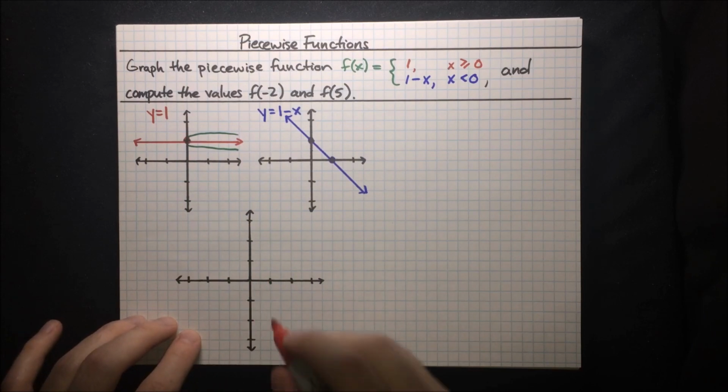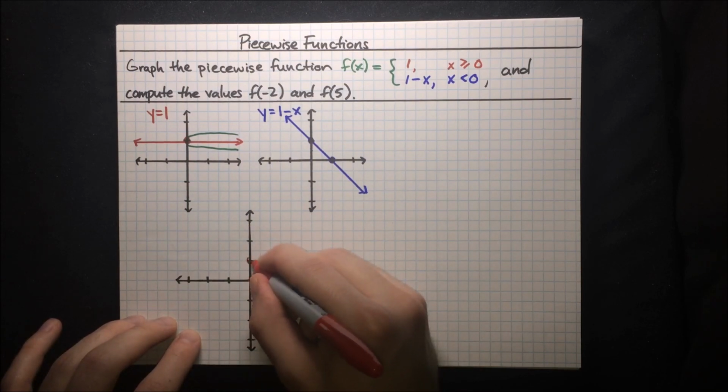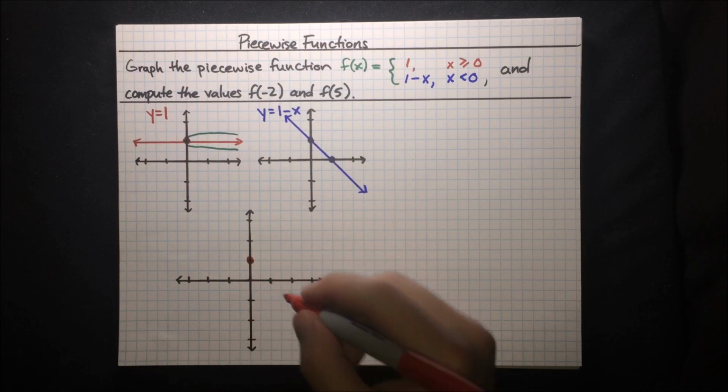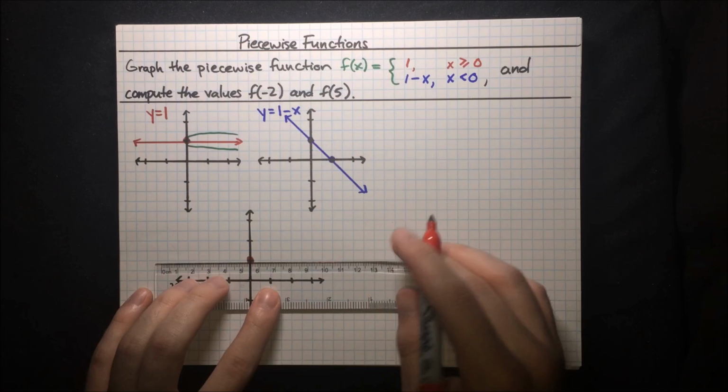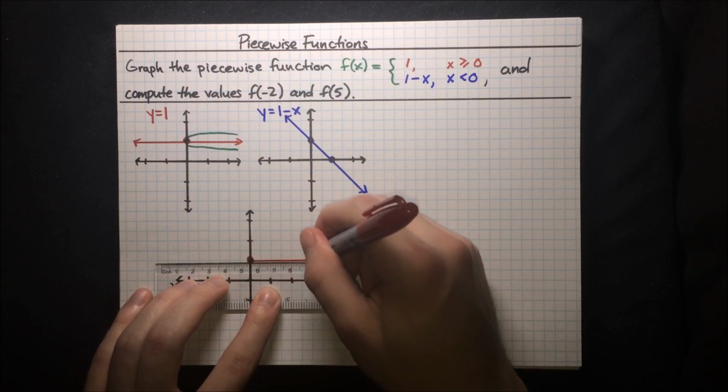So let's go ahead and draw that in. There's of course at 0, the y-intercept is 1, and then we just want the piece of the graph that's to the right of that. So we'll just draw that horizontal line for the right.